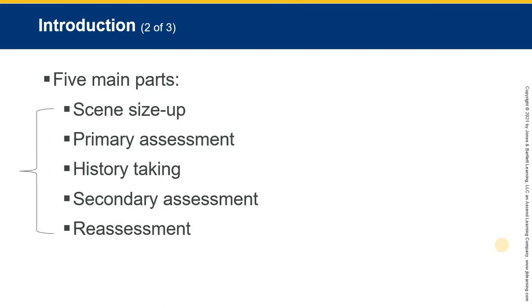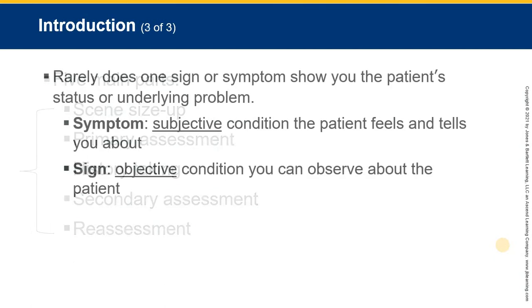There are 5 main parts here. You'll see all these when we go over the assessment starting next lab period. They consist of the scene size up, your primary assessment, taking your history, which is part of the secondary assessment, and the reassessment at the end.